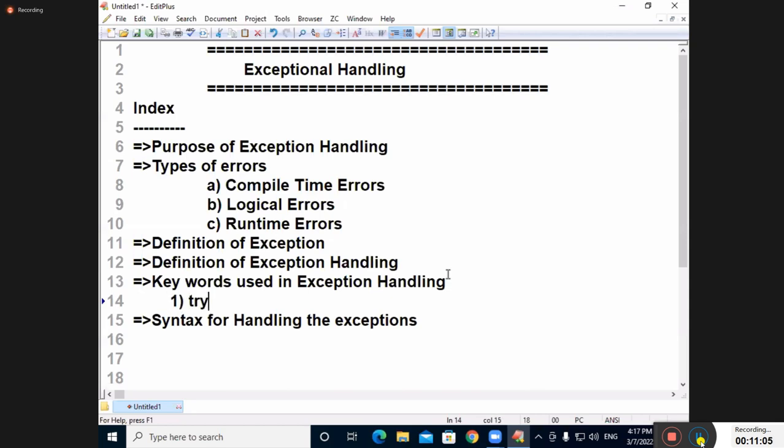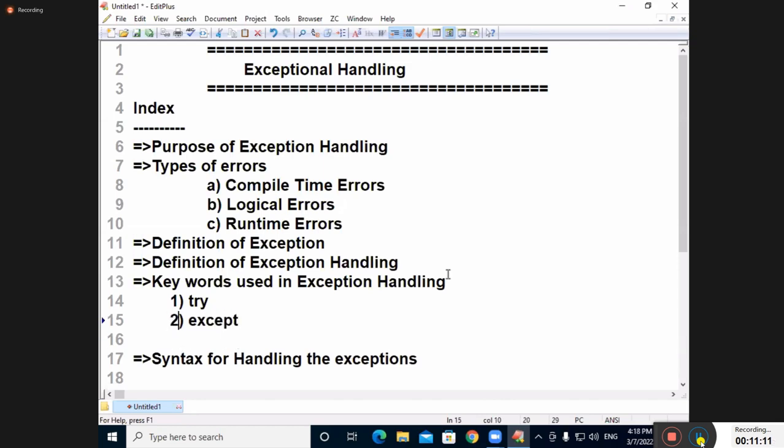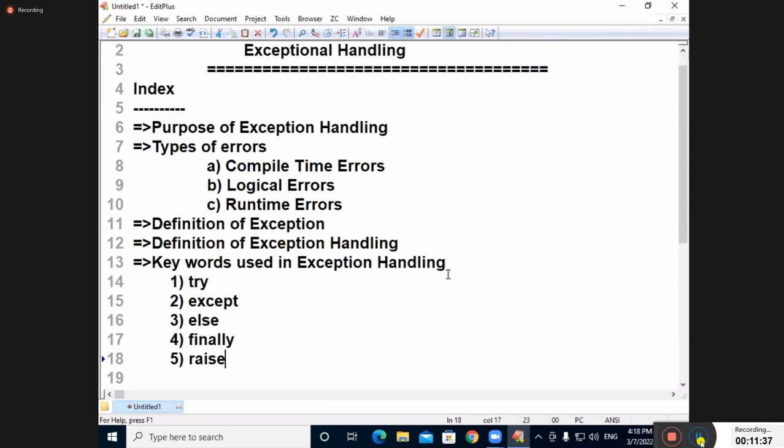Try. Second is except. Those who are from a Java background will know it as catch. Third is finally. Next, fourth is else. Now I will write else here and finally later. Fifth is raise. In Java there are throw and throws, which are different. Throws and throw are different.